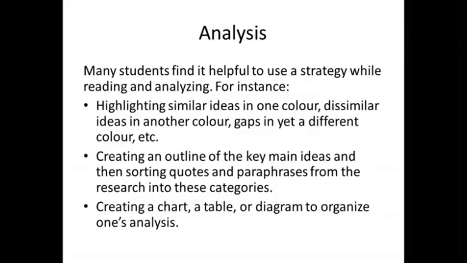While you're reading through the research literature, many students find it helpful to have a strategy. For example, you may highlight similar ideas in one color across the different sources. You may create an outline of the key ideas within a Word document and then sort quotes and paraphrases from the research into these categories. You may draw a chart or a table. Having a way to organize the findings as you discover them in the research literature helps you stay focused and helps you avoid getting sidetracked on tangents that are not really related to the purpose of your literature review.